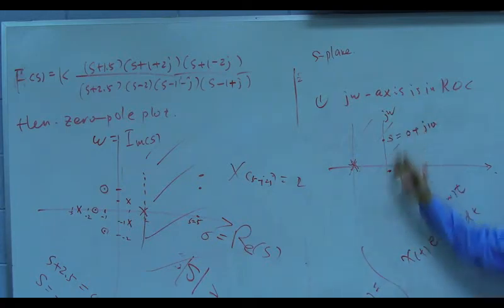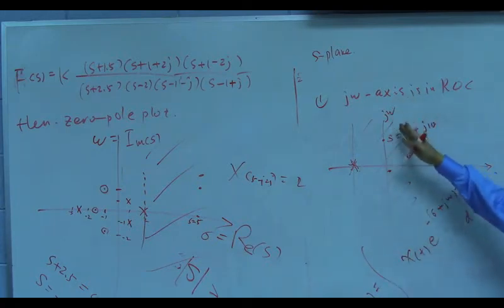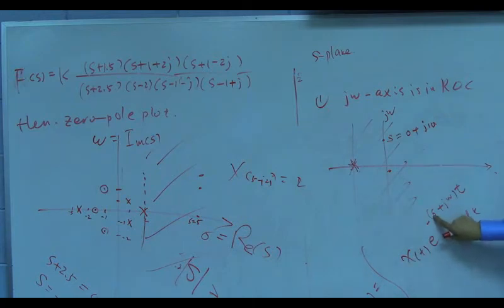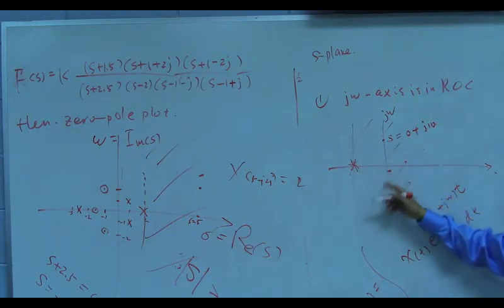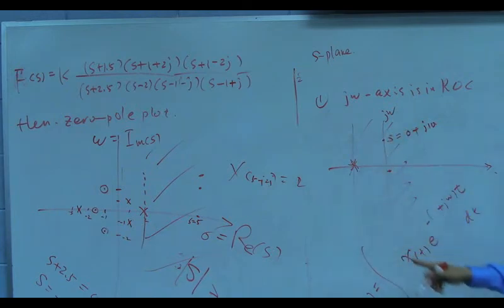Now, on this axis, all the sigma equal to 0, so this term will be gone. What is this? It's the Fourier transform, right? This reduces to the Fourier transform. So that means if your region of convergence includes the j omega axis, then the Fourier transform exists, because we can evaluate this, because this is in the region of convergence.